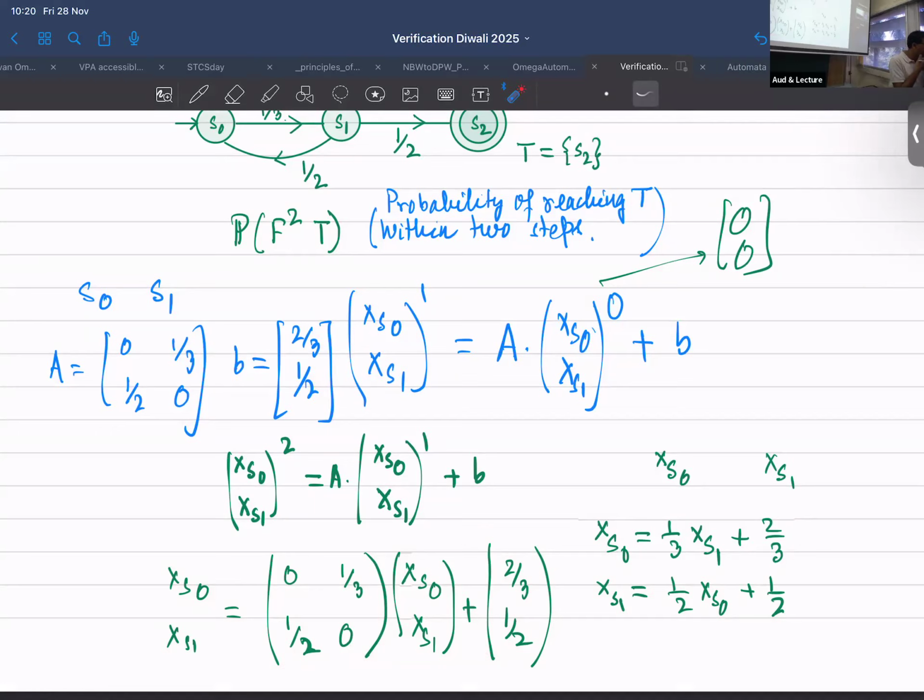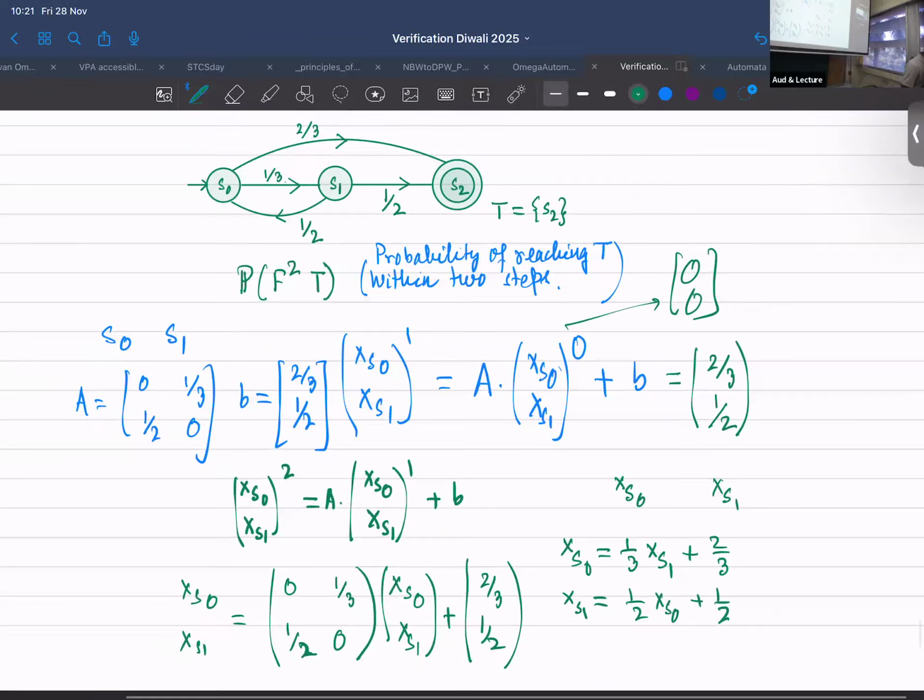So what is your xs1? What is this value? XS1 is 1 by 9? 2 by 3? 1 by 3? Are you sure? It will just be the B, right? So B is 2 by 3 and half. Half, not 1 by 3. Oh, that's very easy.